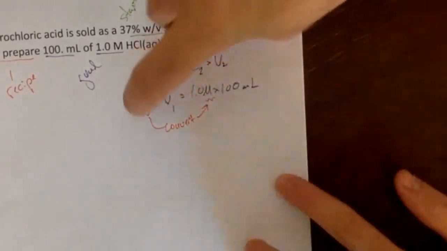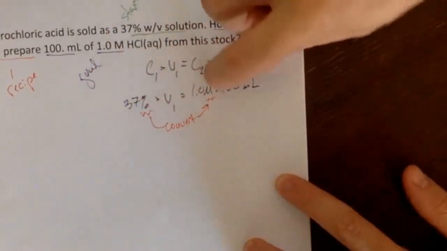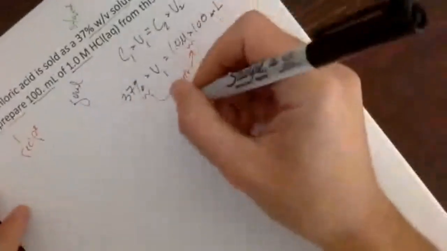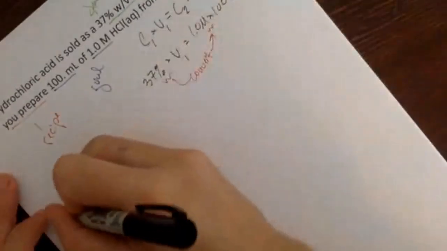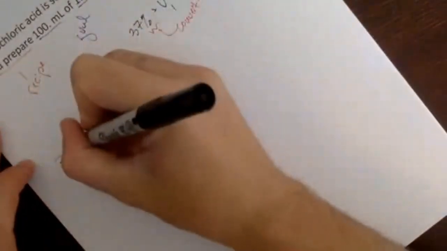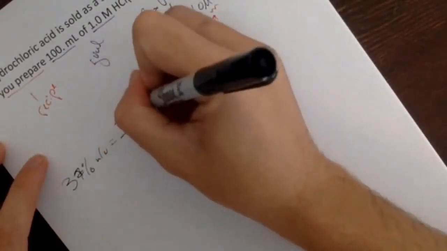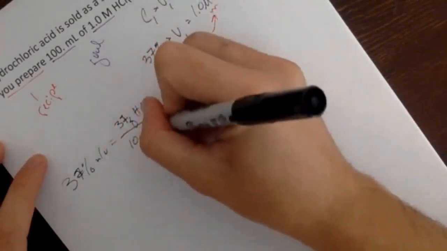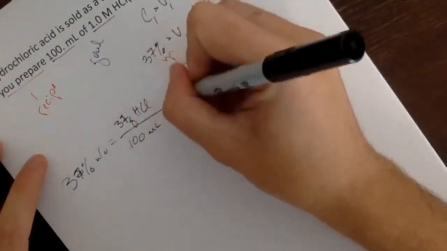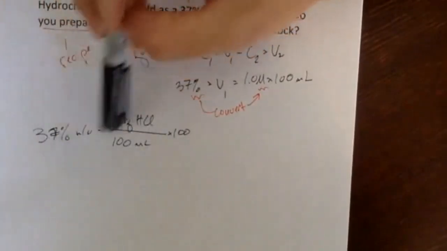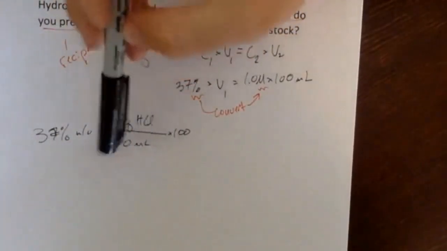What I'm going to do is take the 37% weight by volume and turn that into a molarity. So I need to do my unit conversion, my concentration conversion. We've seen that before. So I have 37% weight by volume. That is the same thing as having 37 grams of HCl for every 100 milliliters of solution. Well, we have set up our ratio. This is how you could prepare a 37% solution. I've got a numerator value and I've got a denominator value.